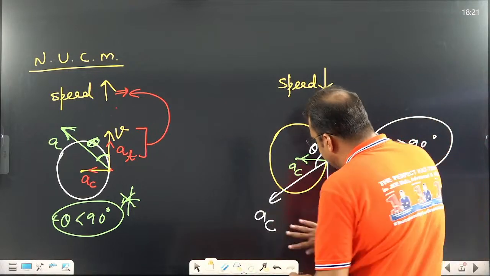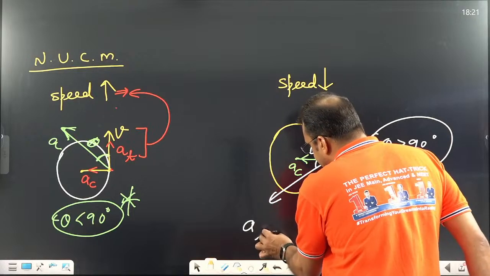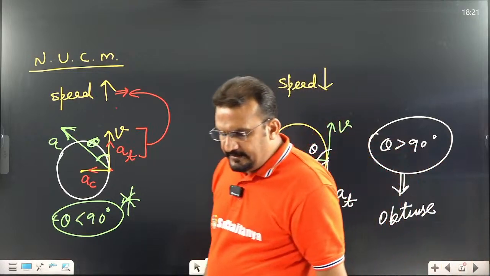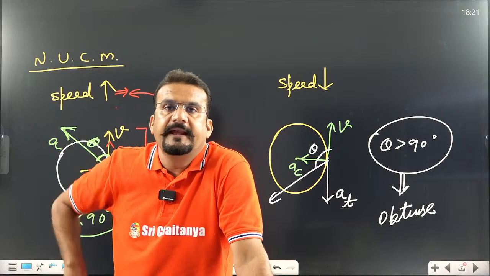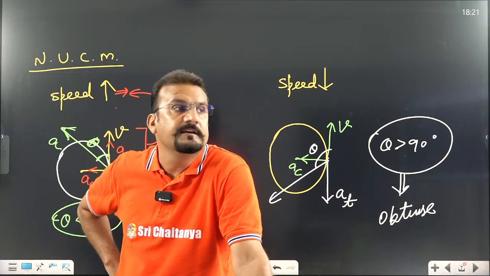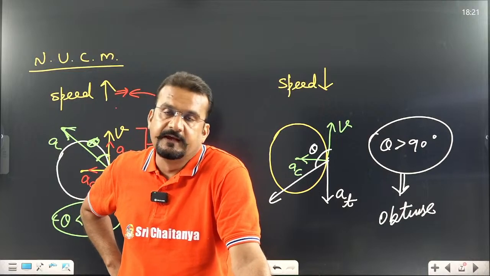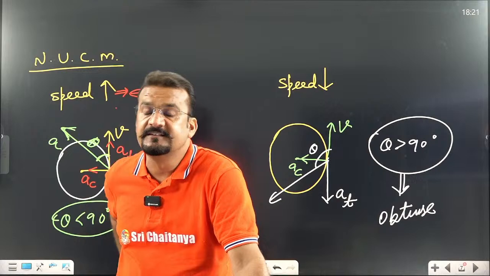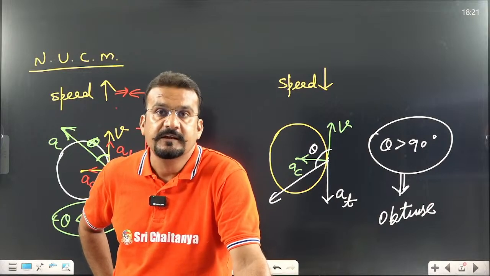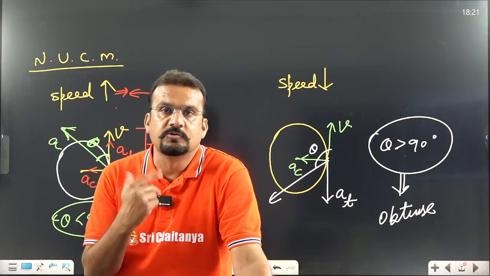Always remember that if speed decreases, the angle between velocity and net acceleration is an obtuse angle, and if speed increases, the angle is an acute angle. This is, dear student, an exam question only. And what is this net acceleration? I already told you the formula.